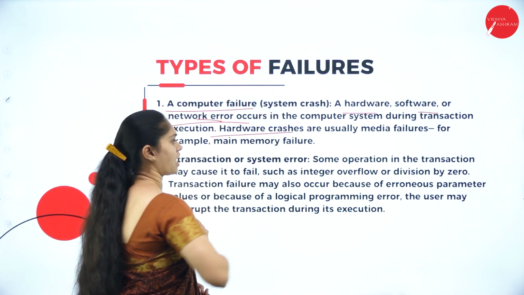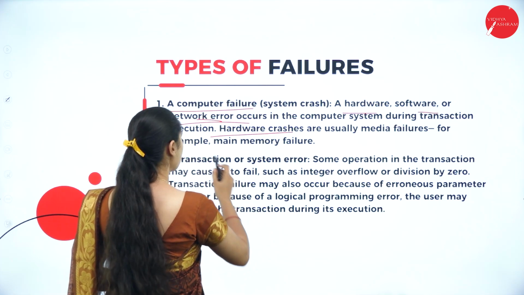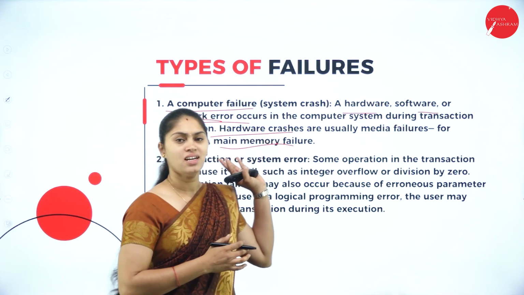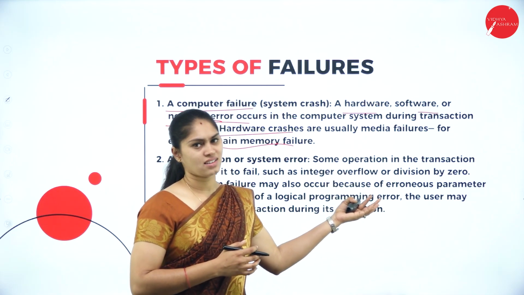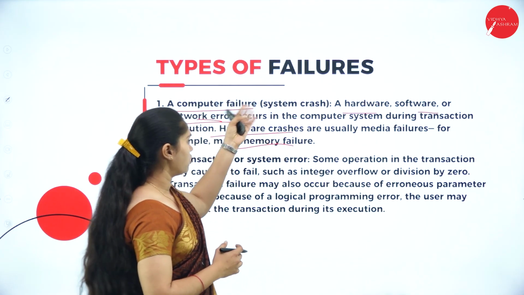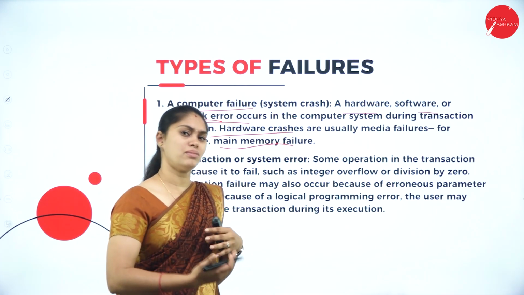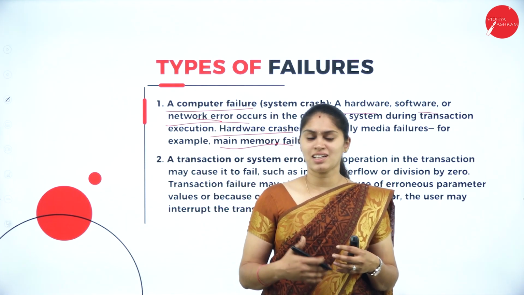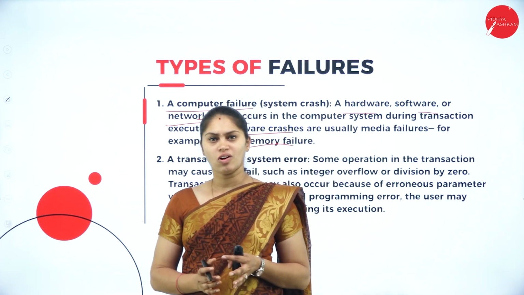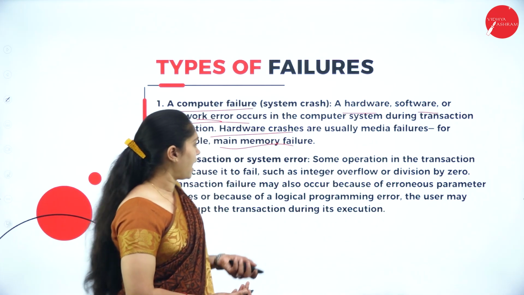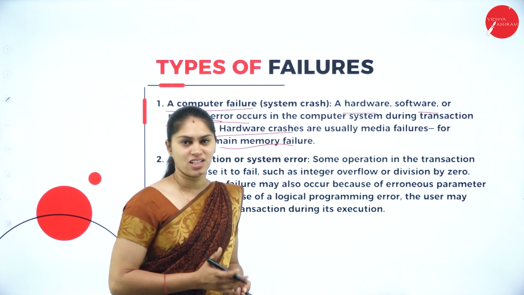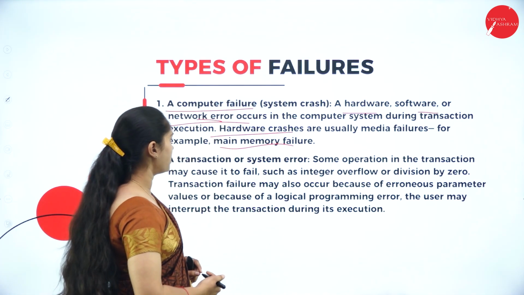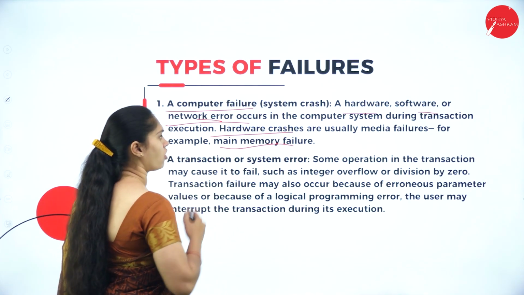Hardware crashes are usually media failures, for example main memory failures. If something goes wrong with the memory or with a hard disk, then we consider that kind of failure a system crash. Sometimes your mobile just shuts down immediately. That takes place without your knowledge. There will be some errors with respect to the memory, and that is what we call a system crash. That comes under the first one, computer failure or a system crash.